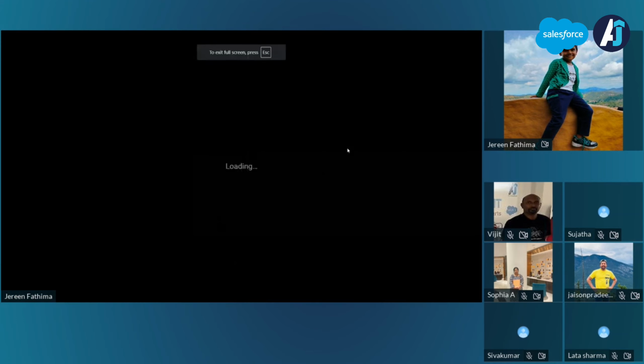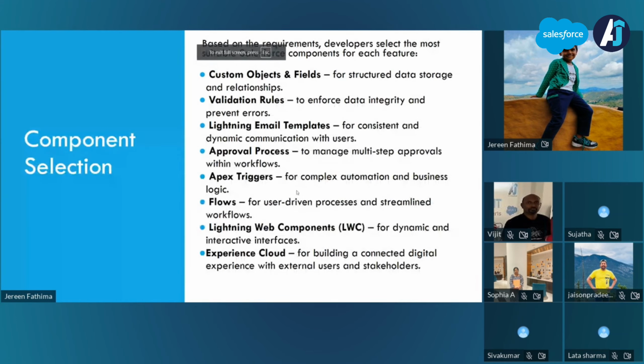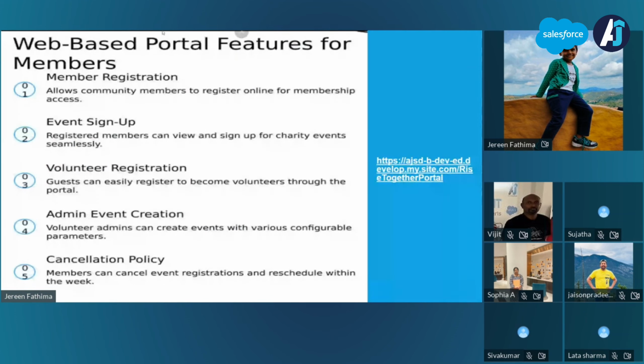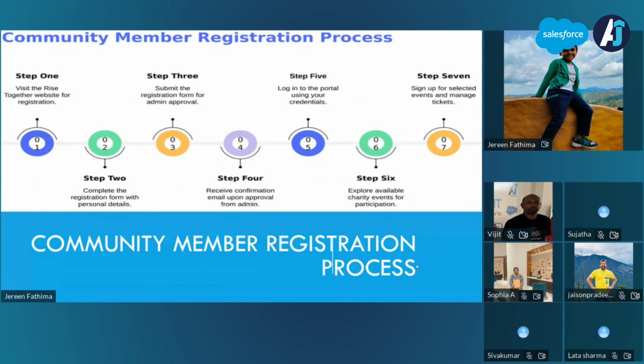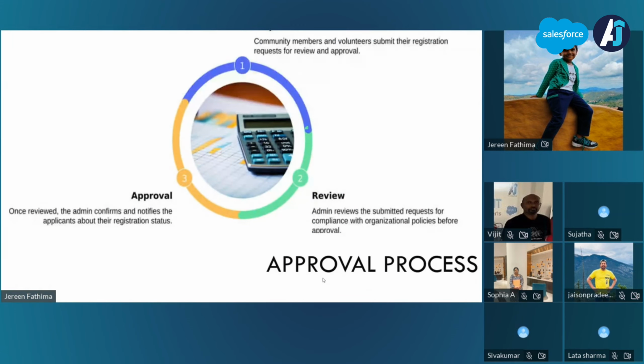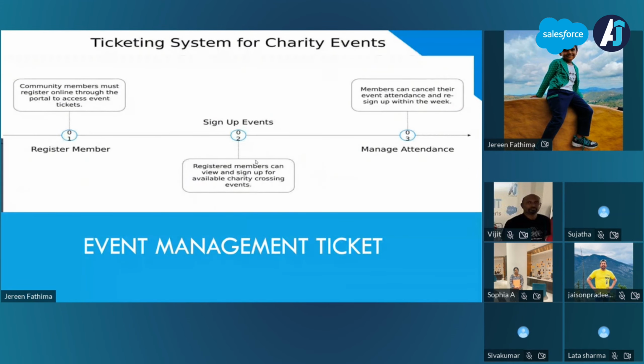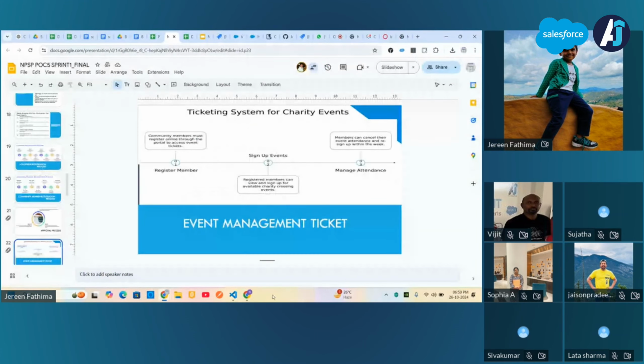So based on the requirements, we select what components we'll use. First we created the portal in the Experience Cloud. For volunteer registration, when a volunteer is entered, it will automatically be submitted for the approval process. Once the approval process is submitted and approval is completed, only then can they sign up and see the events. Community members are handled the same way. So that is how the approval process happens. And when they enter, they can view the management ticket. I'll show you that also.